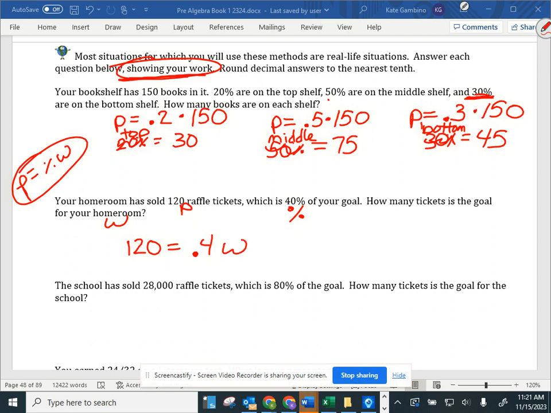So what math do I have to do to figure it out? Jude? Would you divide 120 by 0.4? Yep, so I'm left with my whole. 120 divided by 0.4. Well, 300. And I'm going to circle my answer so I don't get confused on where the answer is.